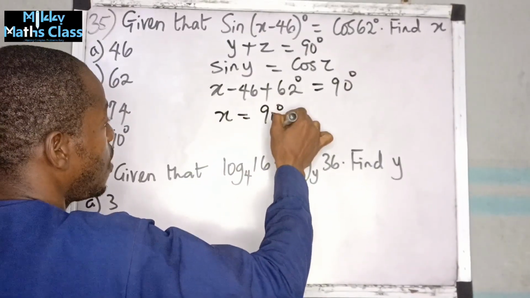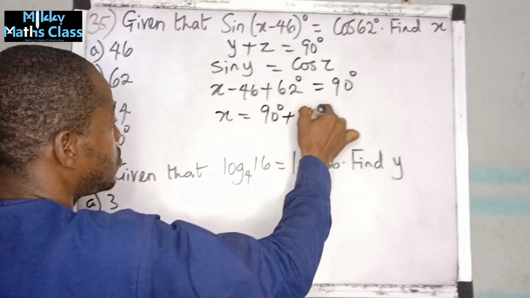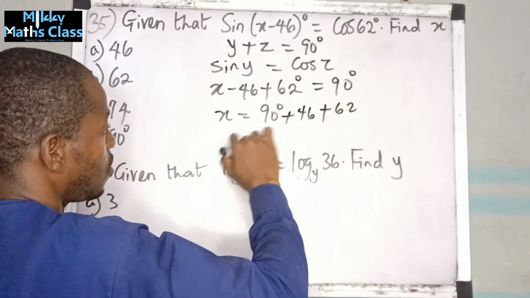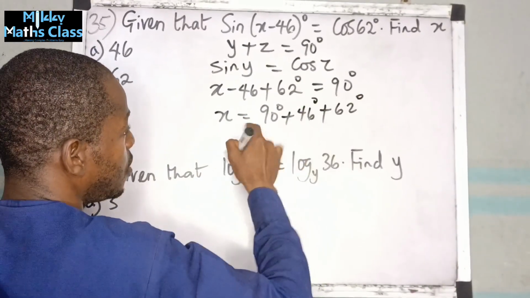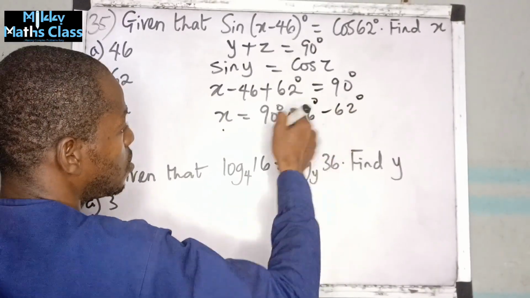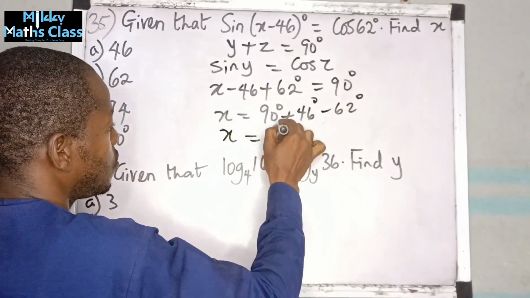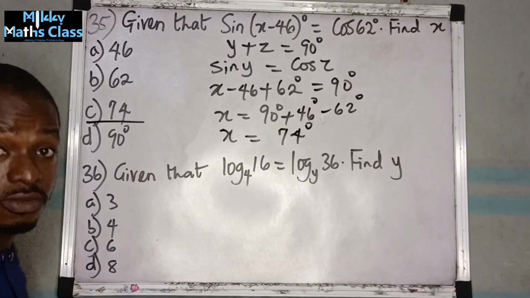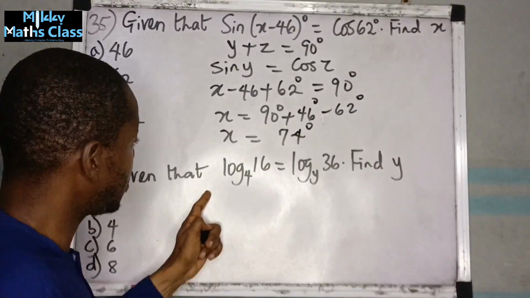So this becomes x equals 90 degrees plus 46 plus 62. So that becomes our x. Sorry, that's minus 62. So our x will be equal to 74 degrees. That's option C. And let's look at question 36.